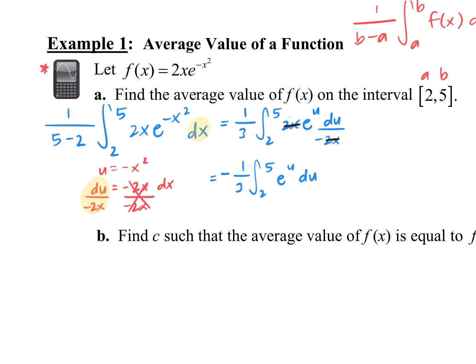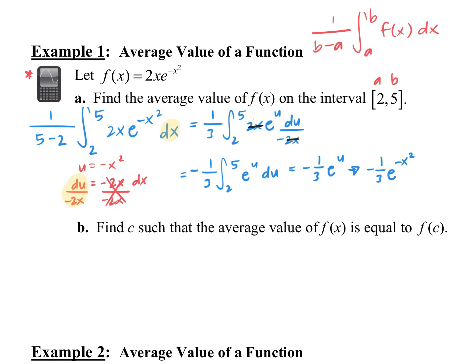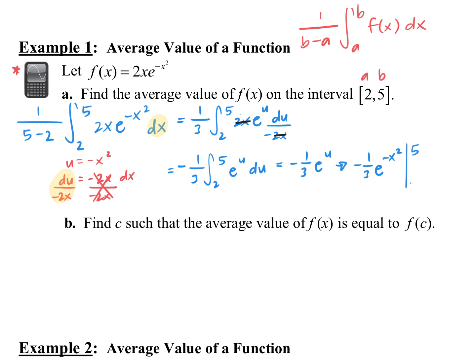What is the integral of e to the u? E to the u, it's my favorite one. So I've got negative 1/3 e to the u. However, am I going to plug in 5 and 2 for u? No, I got to change it back in terms of x. So this is actually going to become negative 1/3 e to the negative x squared. So I'm going to evaluate this at both 5 and 2. So I'm going to plug in 5, I'm going to plug in 2.